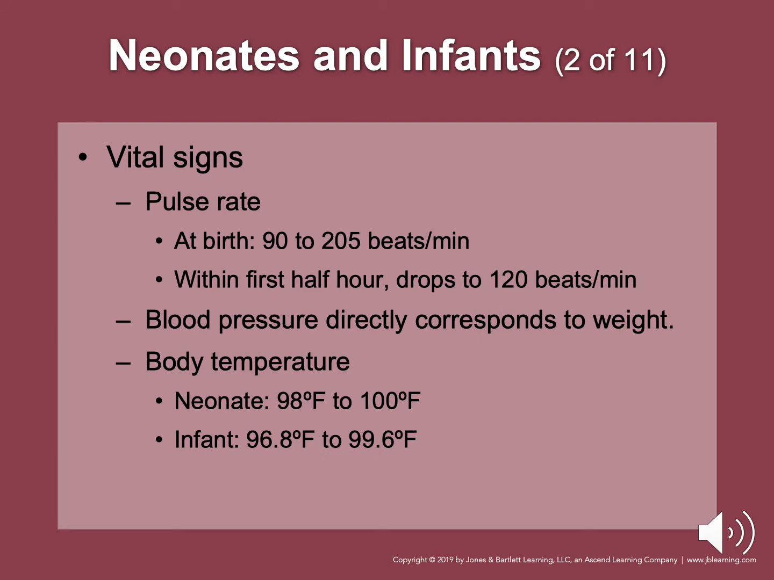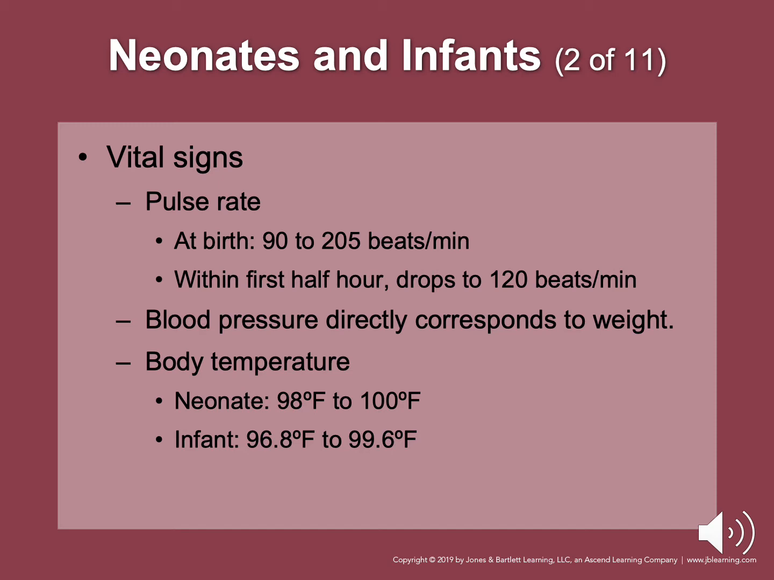Some vital signs: pulse rate will be at birth between 90 to 205 beats per minute. Within the first half hour, it drops to 120 beats per minute. As you can only imagine, that's just getting used to the outside environment from the partially controlled environment they were in during pregnancy.